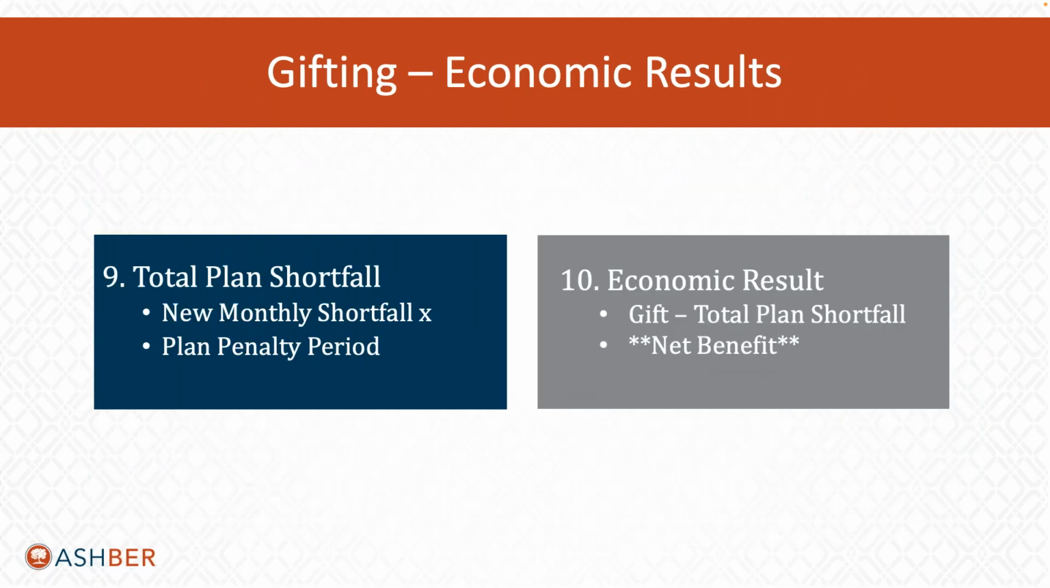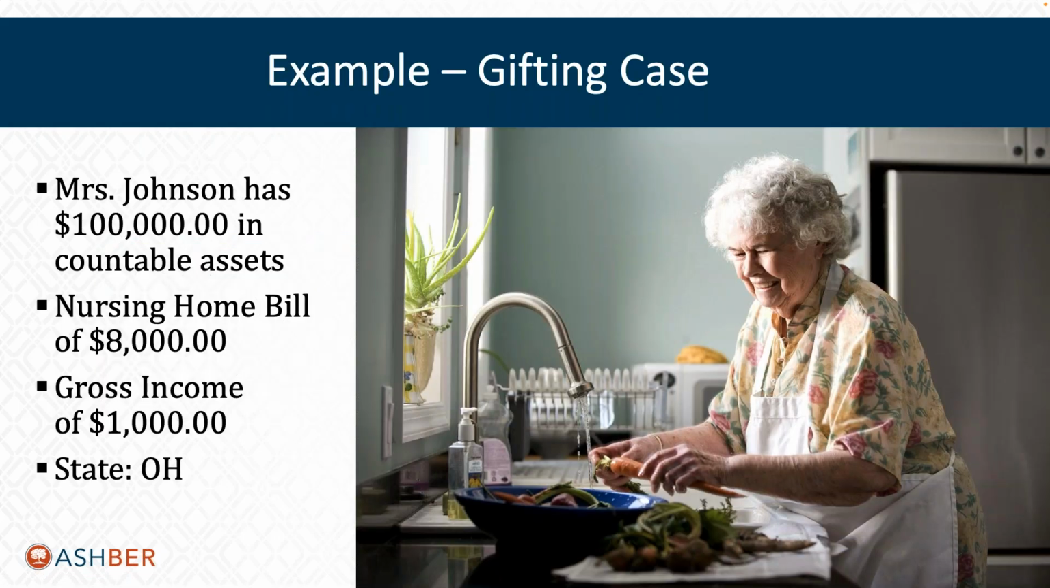But once you get past that checkpoint, you can go to step 9, which is simply calculating the planned shortfall. That is taking the new monthly shortfall in step 8 and multiplying it by the penalty period. So again, if it's that 5-month penalty, then it's going to create the planned shortfall over the entire plan length. And then the economic result we calculate at the end to show the client what they're saving relative to whether or not, if they do nothing, they're essentially going to lose everything. So we show them what they're going to save in the end.